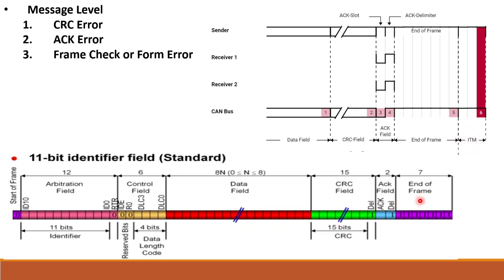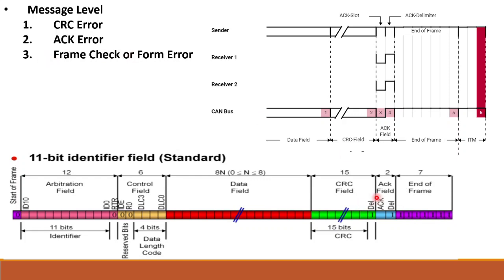These all fields are fixed fields, and also all are recessive bits. See here, this CRC delimiter is also a recessive bit, the acknowledgement delimiter is also a recessive bit, the end of frame is also all recessive bits, and the intermission field is also all recessive bits. If we detect any incorrect length or any incorrect bits in these fields, then we will detect a frame check error or form error.